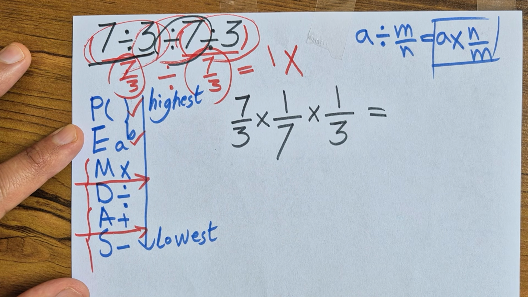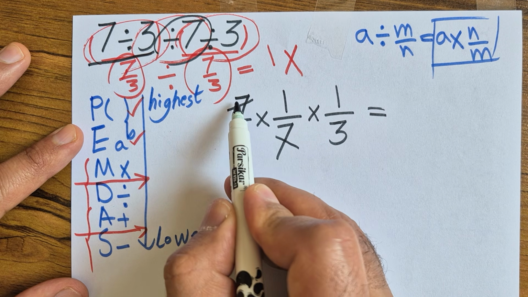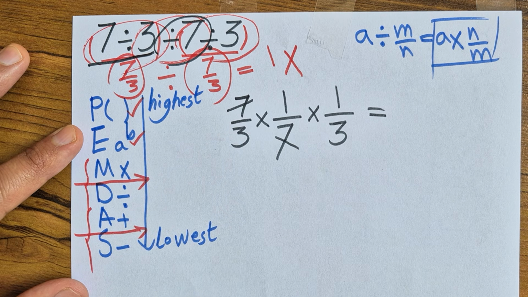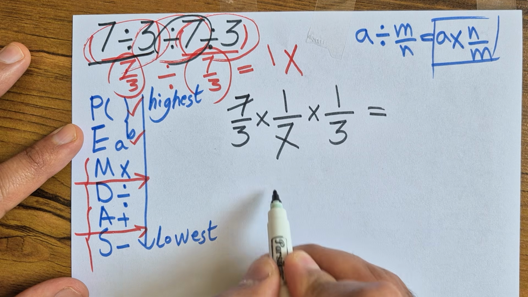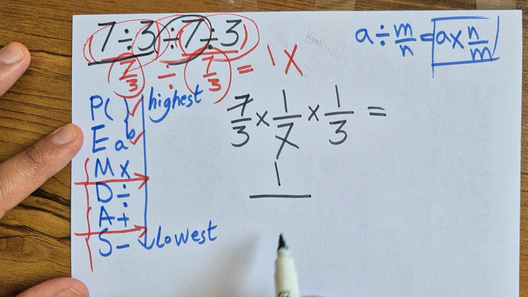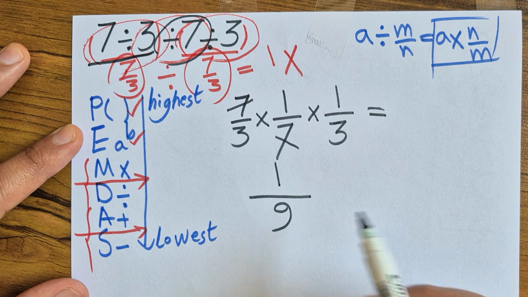Now we have just multiplication. Now you can simplify or cancel the 7 in the numerator and the 7 in the denominator. So what we are left with is just 1. So 1 times 1 gives us 1 in the numerator, and 3 times 3 gives us 9 in the denominator.